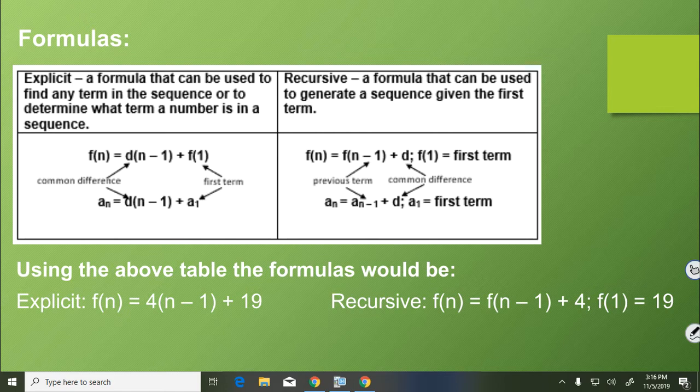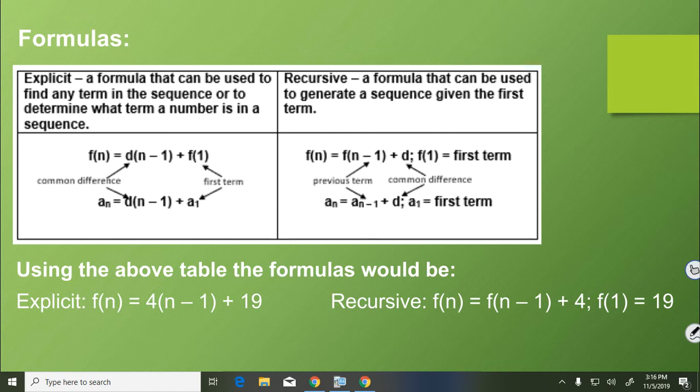Then a recursive formula is a formula that can be used to generate a sequence given the first term. So f of n equals f of n minus 1 plus d, where f of 1 equals the first term. So again, that f of n minus 1 is the previous term. We're not going to substitute it for anything. And d is the common difference. Again, a of n equals a of n minus 1 plus d, where a of 1 equals the first term. So the formulas look tricky, but as soon as we start using them, you will probably catch on.